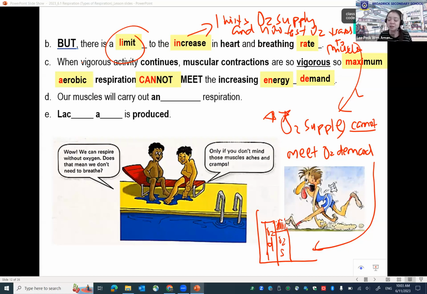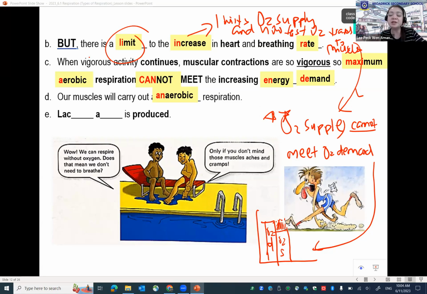So what happens? Then your body will say, hey, never mind, it's okay. I don't only have to use aerobic respiration. I can switch to anaerobic respiration, right? Because anaerobic respiration does not require oxygen. So I just need that extra little bit of energy to finish the race, and that is where anaerobic respiration comes in.